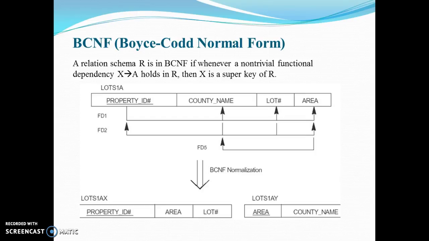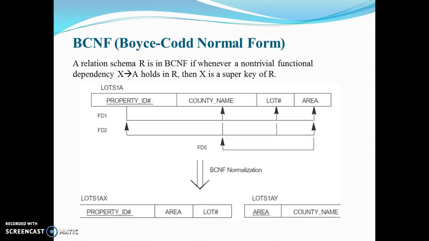Here is another example of a property with property ID, country name, lot and area. Here country name, lot and area are fully dependent on the property ID, and area and property ID are fully dependent on country name and lot, and in FD5 the area is dependent on the country name.